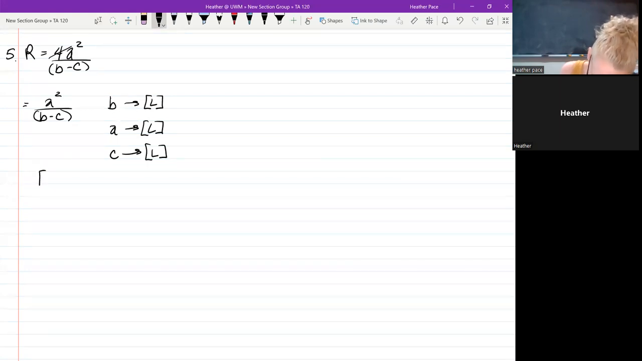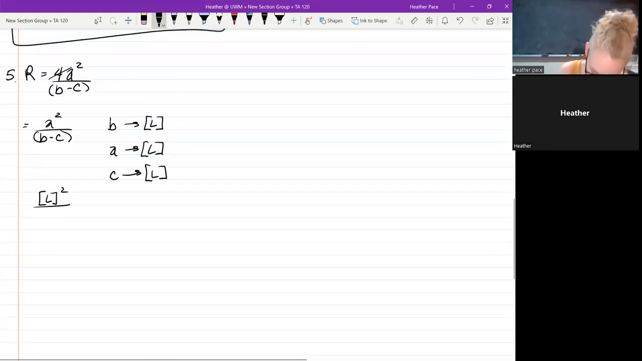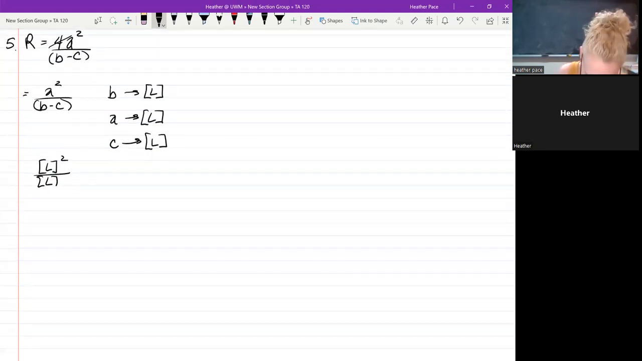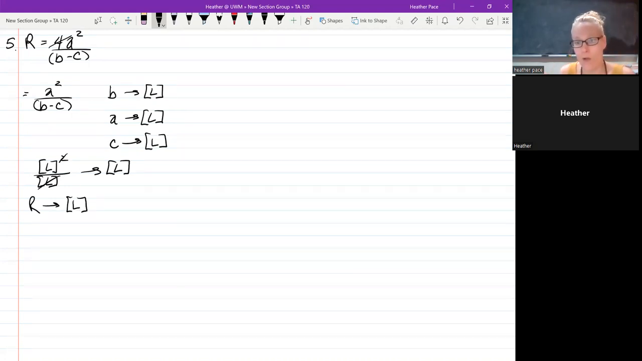So if we have a squared, we're going to have L squared. And if we have B minus C, those have to be the same dimensions. So we're going to have L. We can cross off 1 from the bottom, cross off 1 from the top, and we are left with a dimension of L. So we have R is the dimension of L. What is the SI unit for L? Length. That is going to be meters. You might see kilometers sometimes, but the SI unit is meters.